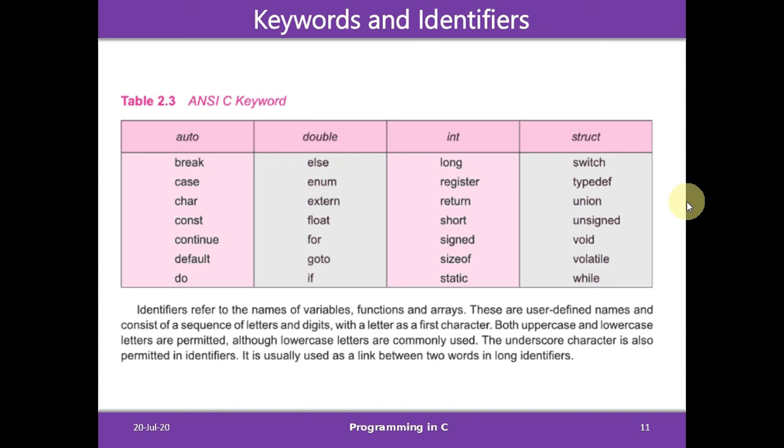Similarly, for a register number, you cannot give register, so you can give int register_number. Underscore can be permitted as a special character if you need to separate any two words in a variable name. If you need to specify programming in C, you can give programming_in_C as a variable name. So this is how the keywords and identifiers can be understood.